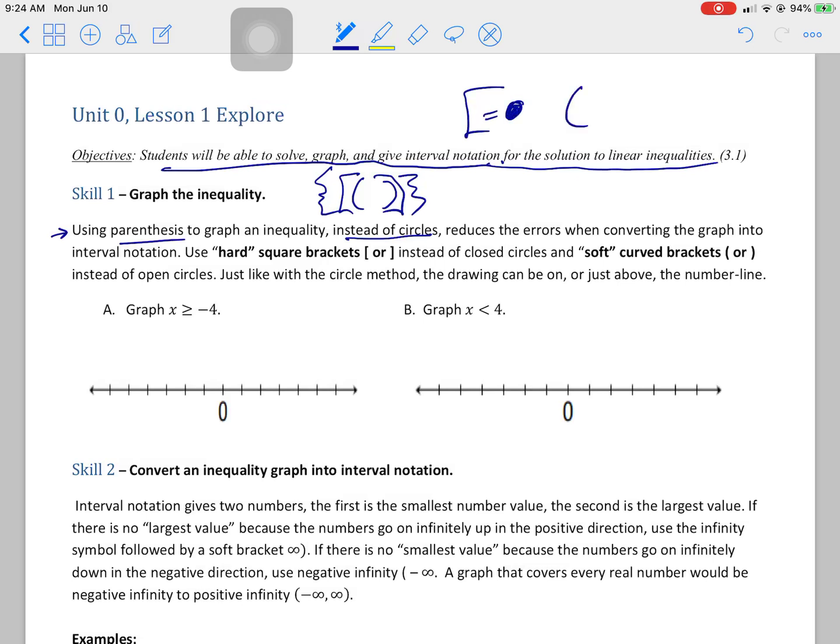Okay? Soft brackets or curved brackets are used instead of the open circles. And we want to do this because that's how we're going to get this interval notation done here. Okay? So it's another way to say the same thing.